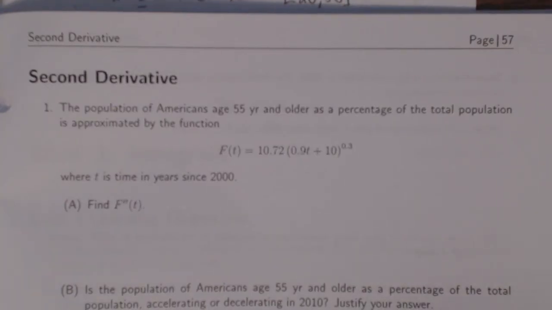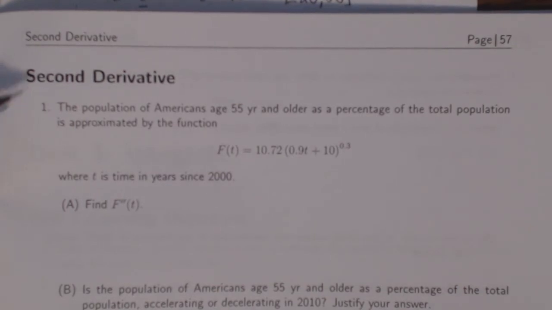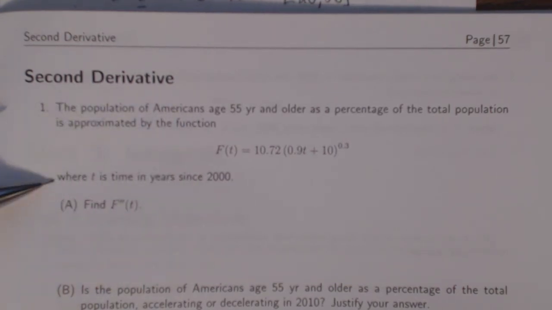Okay, so let's go to our lab manual, page 57, and take a look. I think that's the page number. I might be looking at an old lab manual, but second derivative, number 1: the population of Americans age 55 years or older as a percentage of the total population is approximated by the function f of t equals 10.72 times (0.9t plus 10) to the 0.3, where t is time in years since 2000.